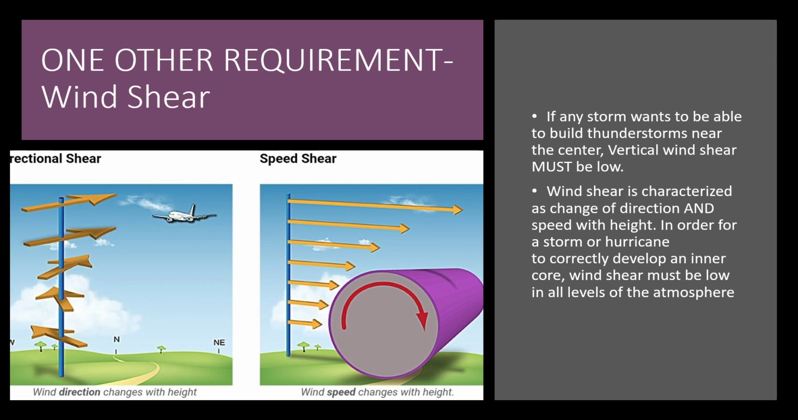You can also see the speed shear here is that the wind speed is going to change with height. You can see again at the very surface, you have relatively light winds, and then up at the very top here, you have fairly strong winds. These are basically horizontal areas of wind.